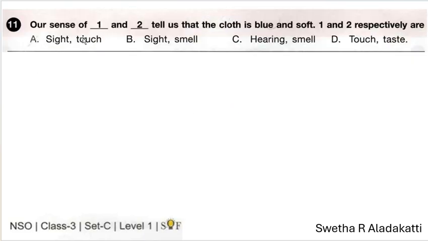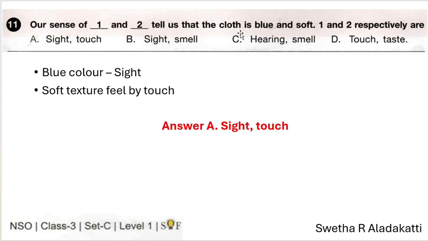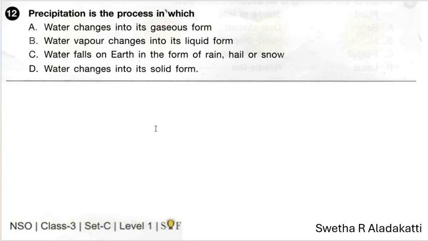11. Our sense of dash and dash will tell us that the cloth is blue and soft, 1 and 2 respectively are. Let's see the answer. Cloth is blue. Blue color will tell us from the sense of sight, seeing. Soft texture. Cloth is soft texture will tell us by the feel of the touch. So we go with option A, sight and touch. 12. Precipitation is a process in which, let's see the answer. Water falls on the earth in the form of rain, hail or snow is called precipitation.